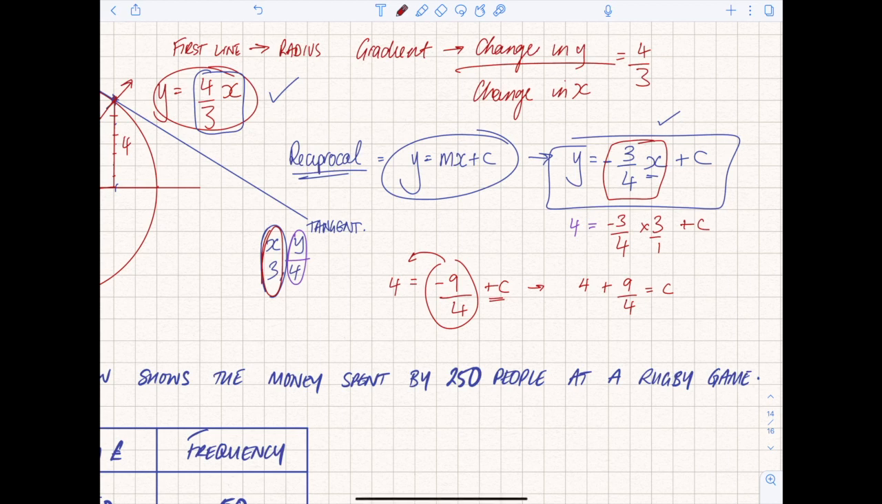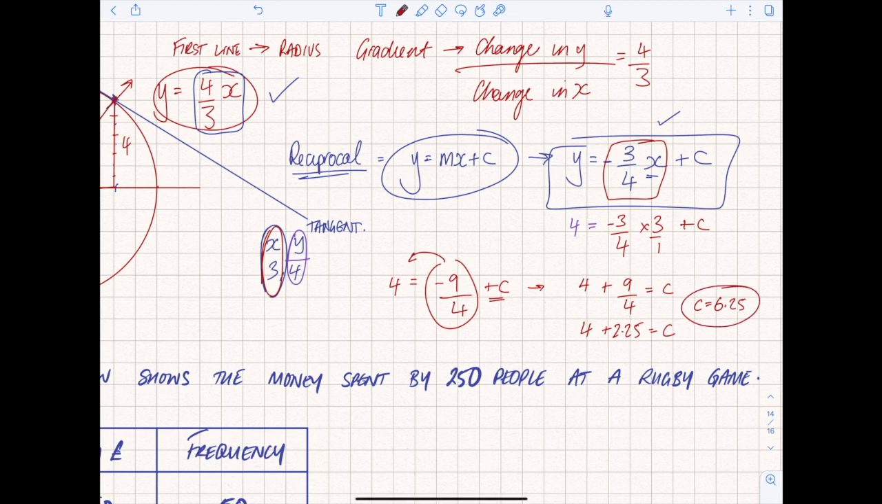Now 9 over 4 you could actually simplify. You could say that's 2.25 if you wanted to. You could keep that as a fraction, or you could turn it to 2.25. The reason I know it's 2.25 is because 4 goes into 9 twice with 1 left over. So that's 2.25. Or you could keep it all as fractions if you wanted to work in that way as well. So therefore c is equal to 6.25. So now I've got c as 6.25.